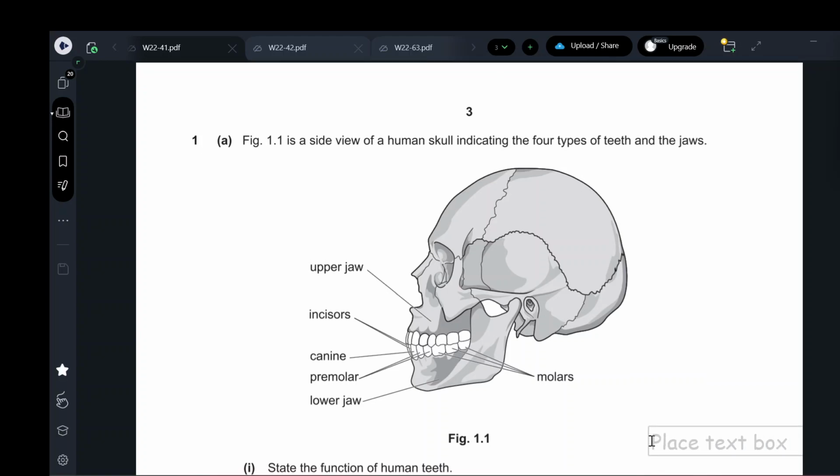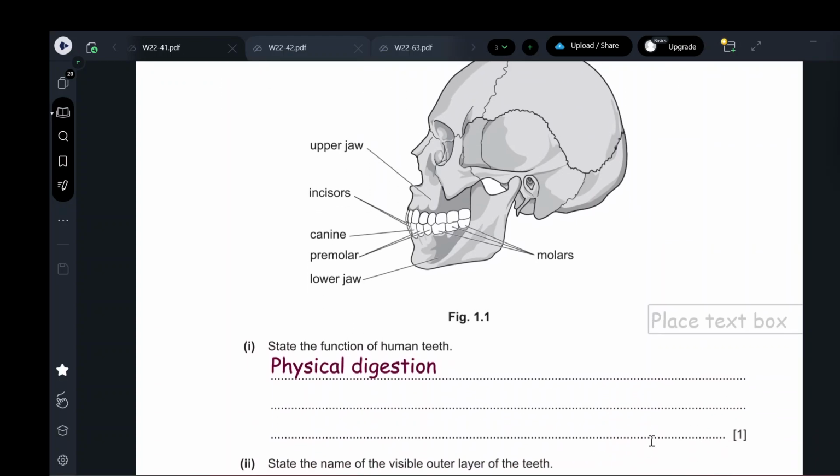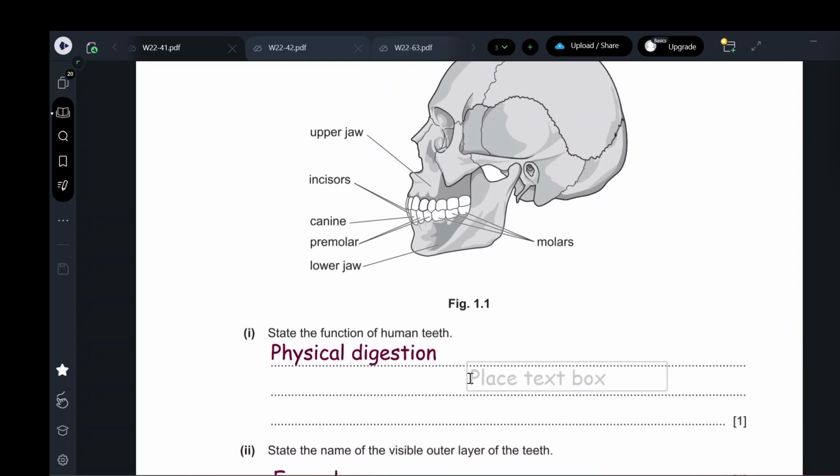The teeth chew the food. What is the benefit of chewing the food? Why do we chew the food? Because it is considered physical digestion. What is the difference between physical and chemical digestion? Physical digestion is just breaking the food down into smaller pieces.